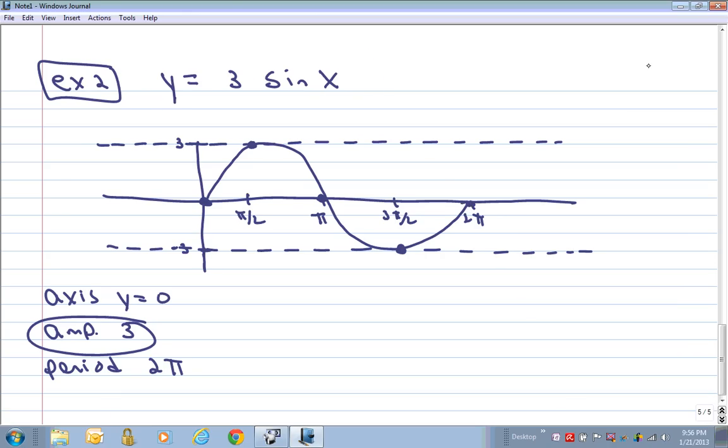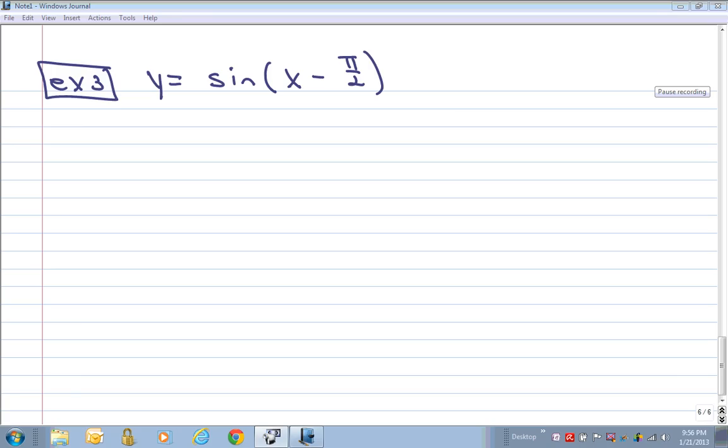All right, let's look at example 3. Alright, this time something is happening with our x value, and it's minus pi over 2. So just like in transformations before, we're going to go to the right. We're going in the direction that you wouldn't really expect looking at this. We're going to move to the right by a distance of pi over 2. So we're going to have a horizontal shift. It's called a phase shift.